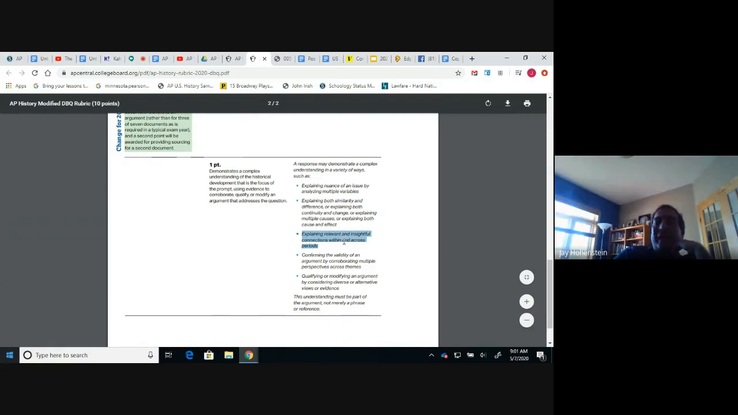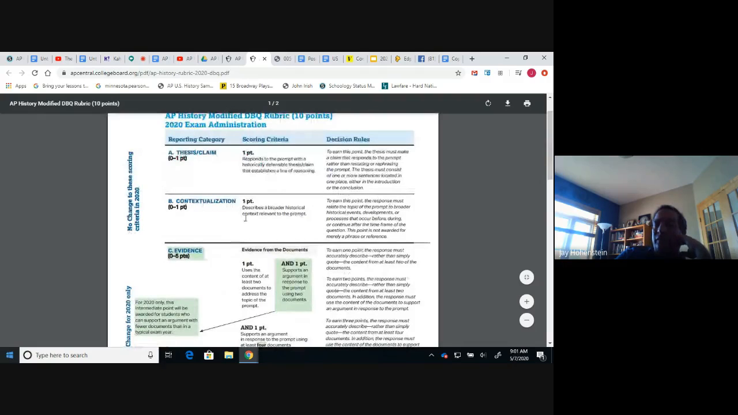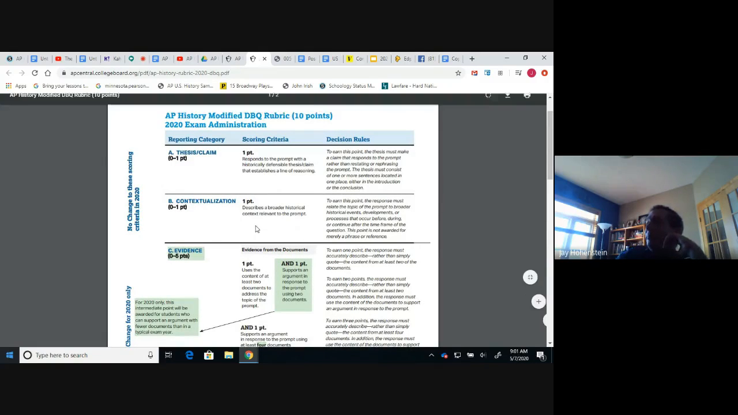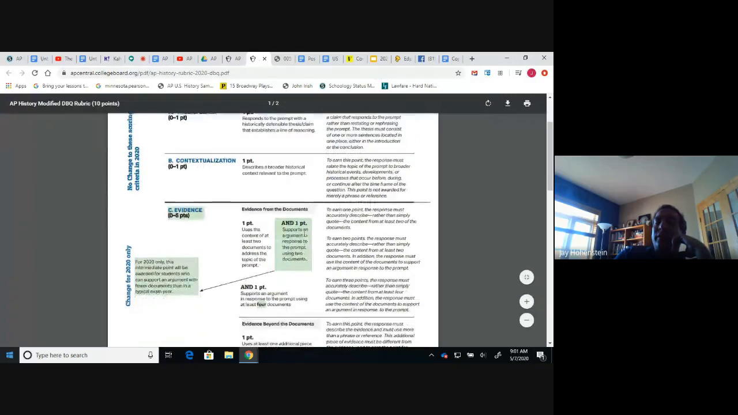What I then do as a reader is when I see you do that, I check off contextualization on your rubric, and I stop looking for it. Now, each time you submit outside information in your essay, I am looking in a couple of different places. I'm not looking here, because this is just evidence that you're drawing from the documents and using them analytically.